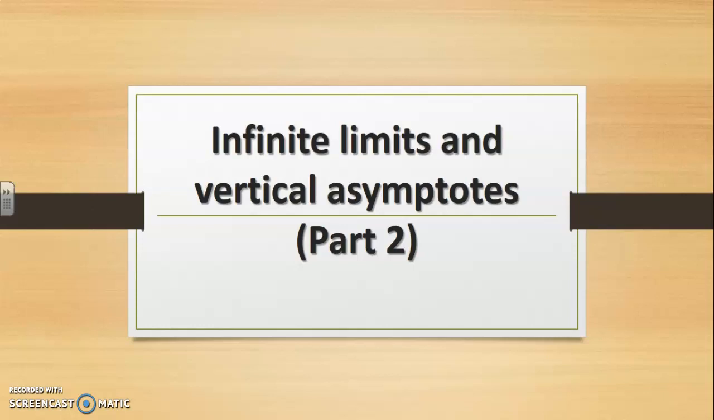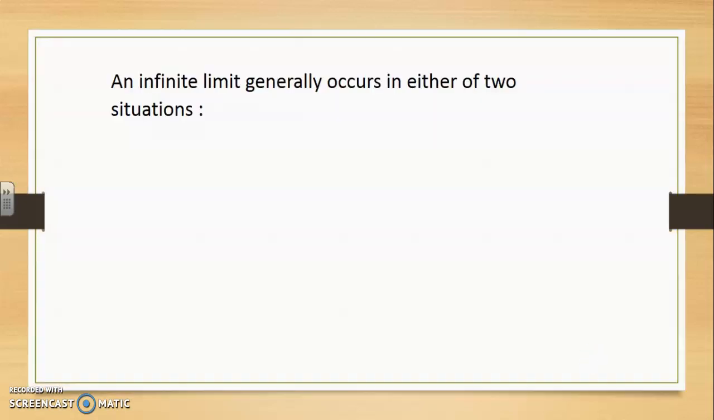Hello one and all. We are discussing infinite limits and how they link to vertical asymptotes. This is part 2 of our videos. As we said earlier, an infinite limit generally occurs in either of two scenarios.